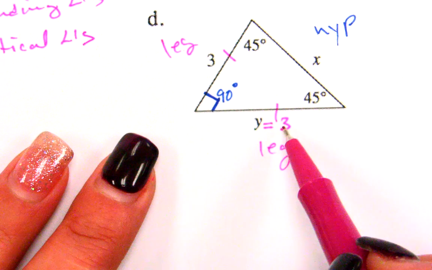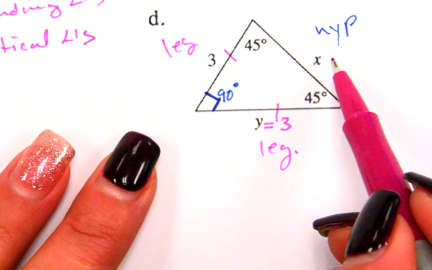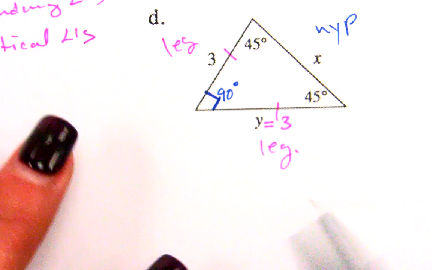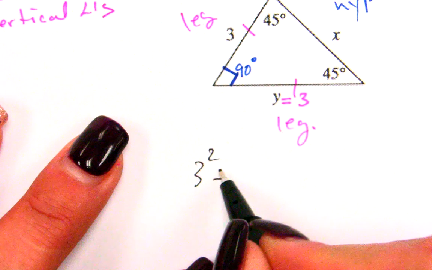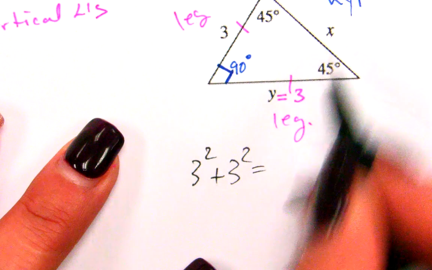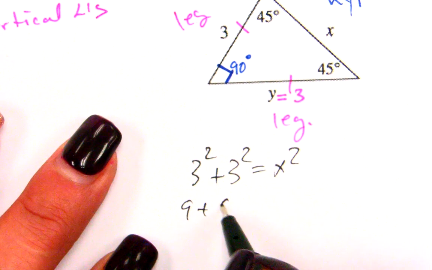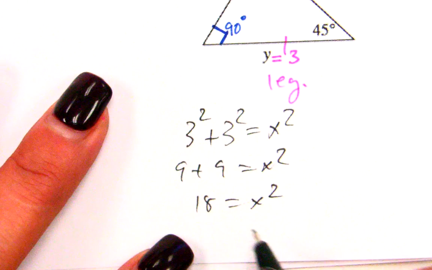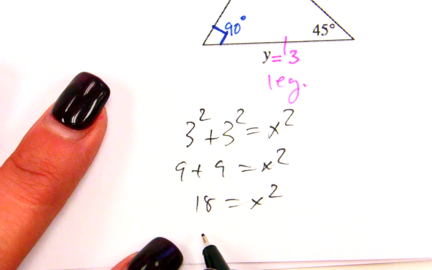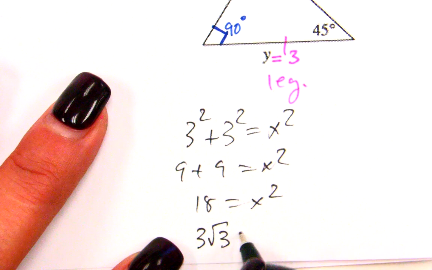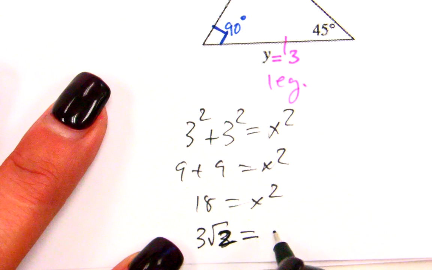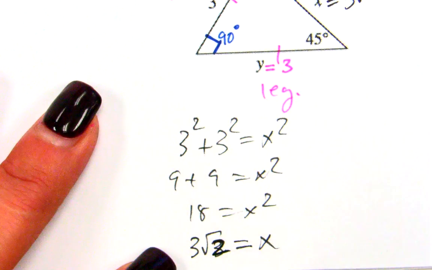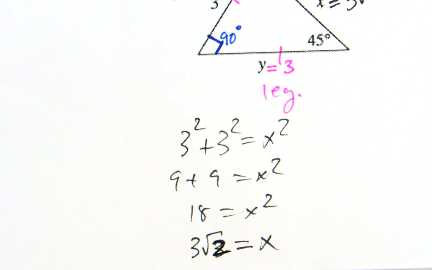So if that's 3, technically we just need to solve for x. So you can take the long way if you'd like. 3 squared plus 3 squared is your hypotenuse. Technically that's x squared. We have 9 plus 9 equals x squared. 18 equals x squared. And then you will magically find out that it is actually 3 square root of 2. That's a 2 is equal to your x. So x has a value of 3 square root of 2. Done. Okay. All right, so that was 33.